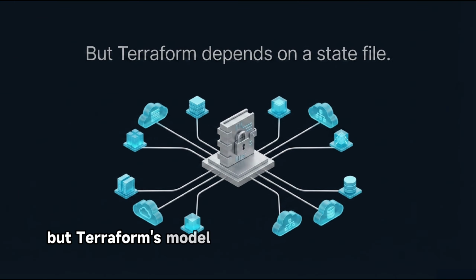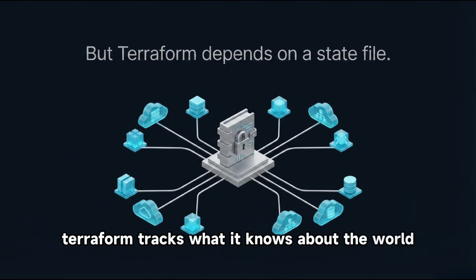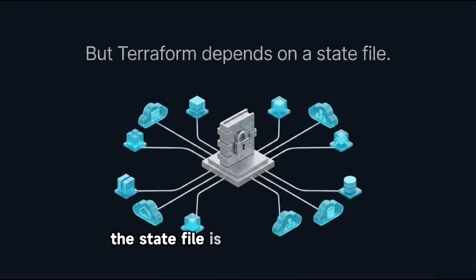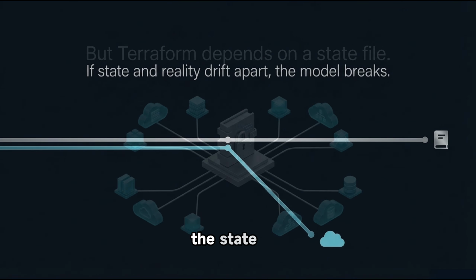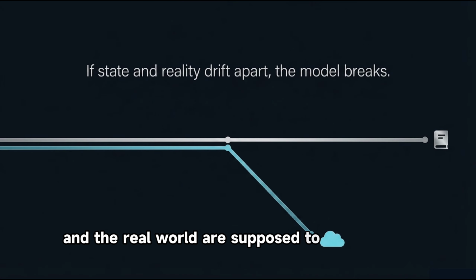But Terraform's model has its own idempotency gap, and it lives in the state file. Terraform tracks what it knows about the world in a state file. The state file is the source of truth that the plan and apply comparison runs against. When Terraform creates a resource, it records the resource in state. When Terraform deletes a resource, it removes it from state. The state file and the real world are supposed to stay in sync.